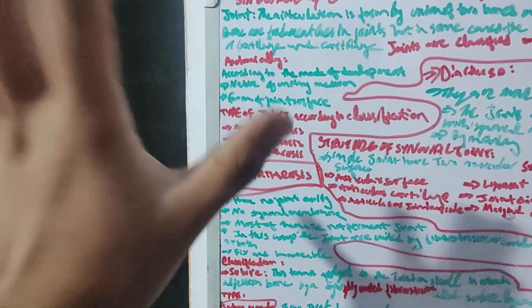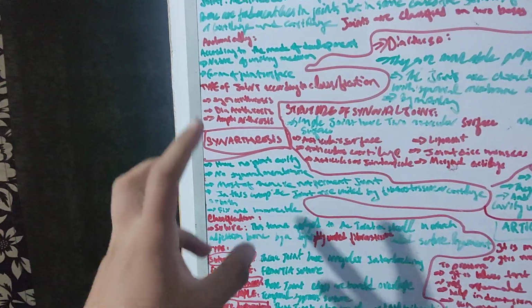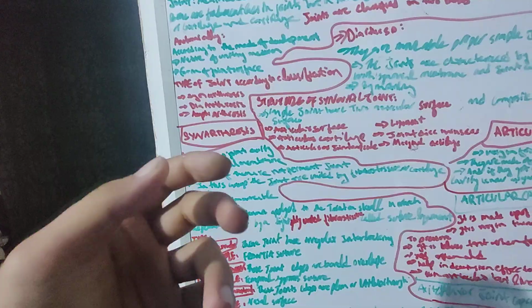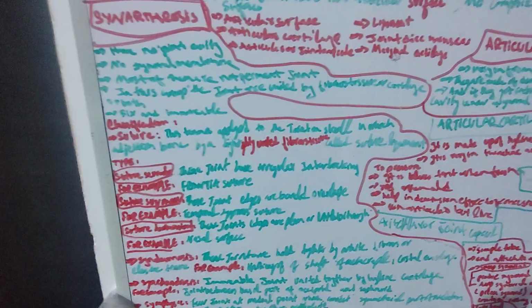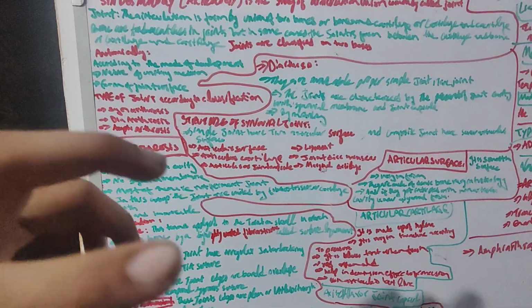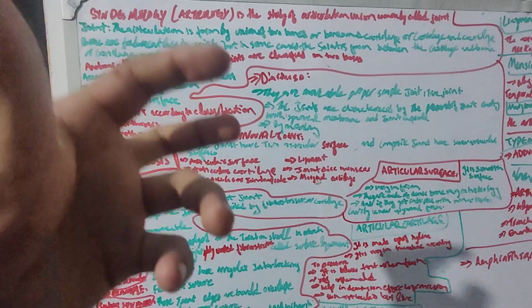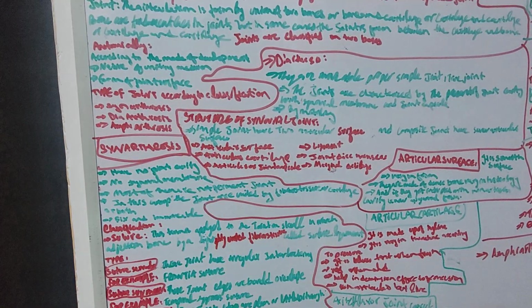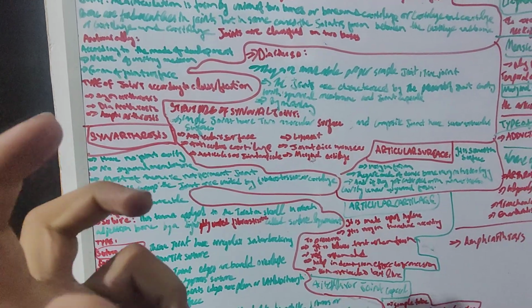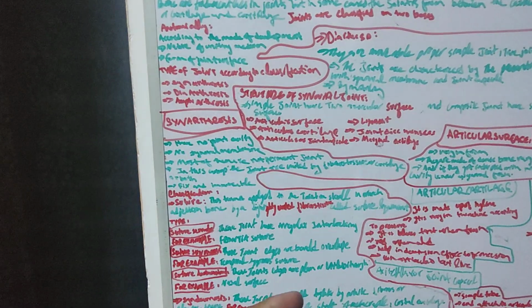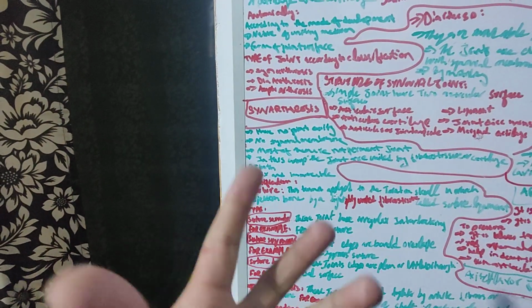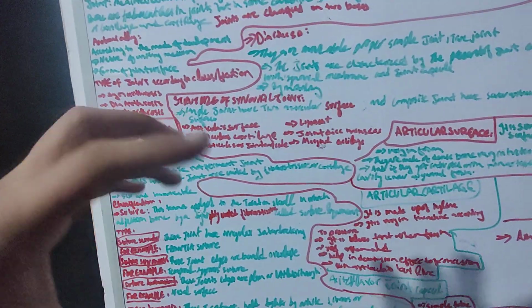Then physiologically, I forgot to say something. Physiologically, we see with regard to the kind of movement in the joint, and then we see the motility, how fast or how much it can move.